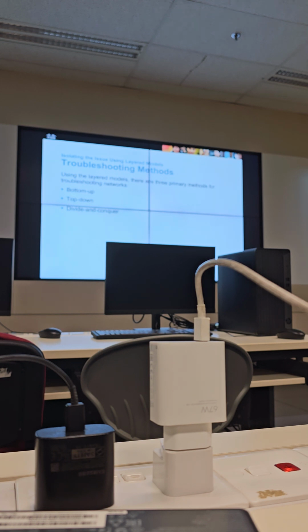Bottom up, as the name suggests, starts from the physical layer upwards. So the first question asks, can you access the internet? Cannot. Do you see a light blinking behind your computer or network card? Don't have. Bottom up already, you're checking the network cable.